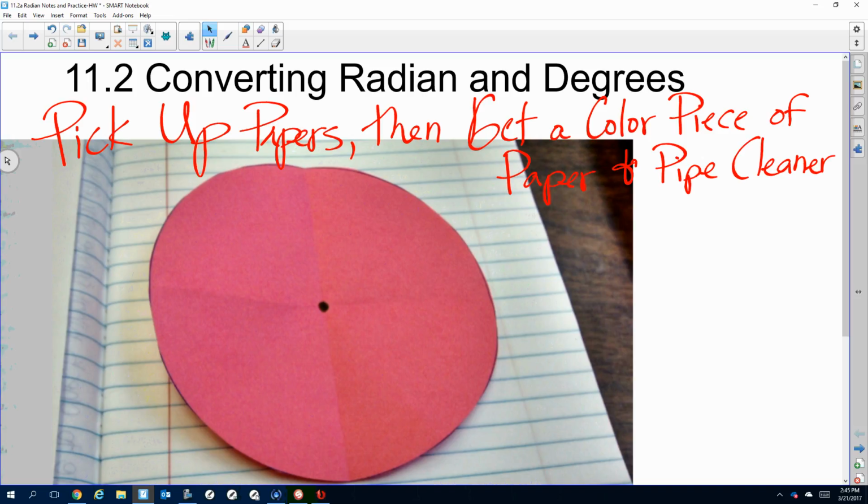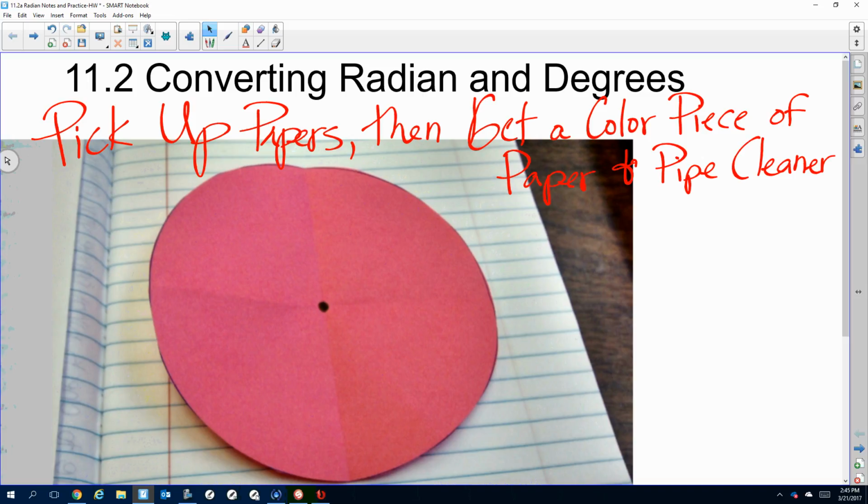Once you have your circle cut out, you need to fold it. I don't know if you can see it on this picture, but fold it in half, fold it into fours, creating 2 diameters that intersect. By seeing that intersection, we know where the center is. So you need to go ahead and add that point to indicate the center of your circle.